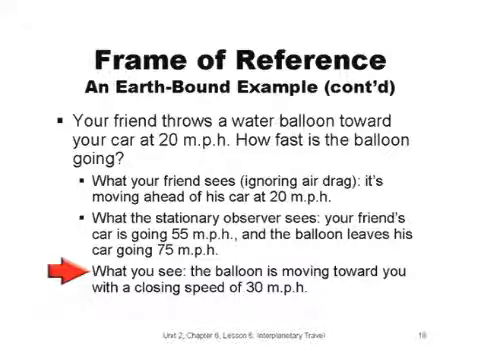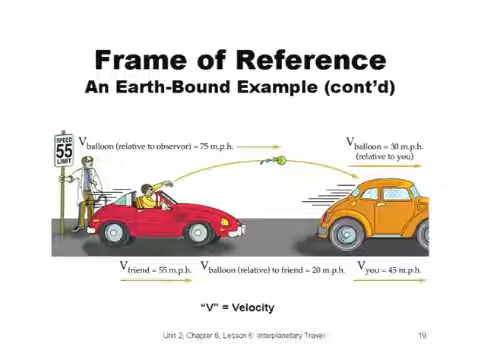Okay, let's go to the picture again. You're in the first car traveling 45 miles per hour, and your friend in the second car is traveling 55 miles per hour, while Jerry the rocket scientist is standing on the side of the road. The speed of the balloon relative to you is 30 miles per hour. The speed of the balloon relative to your friend is 20 miles per hour, and the speed of the balloon relative to Jerry is 75 miles per hour.